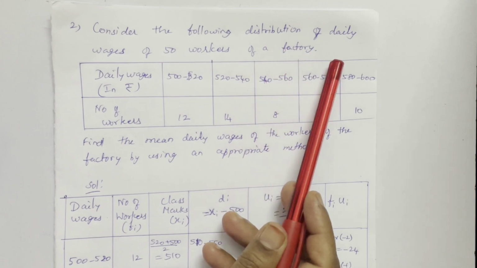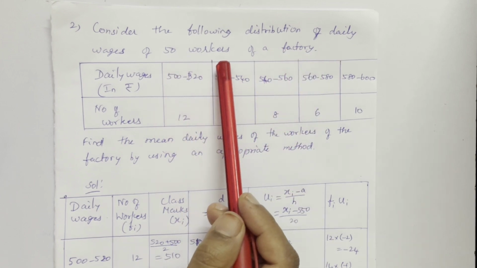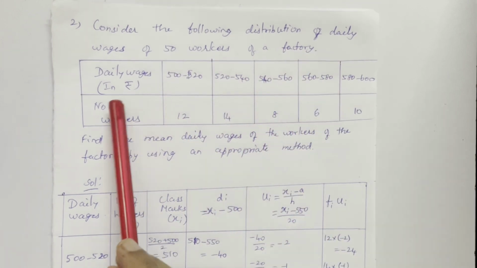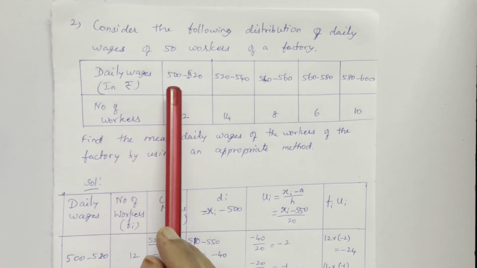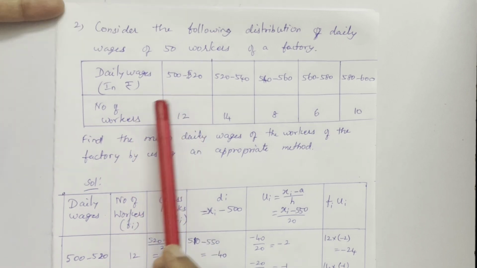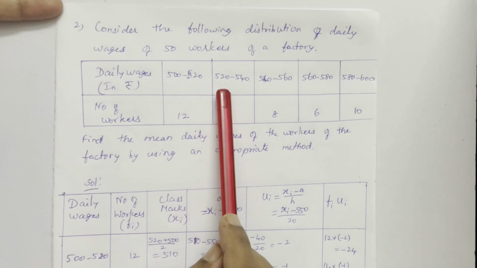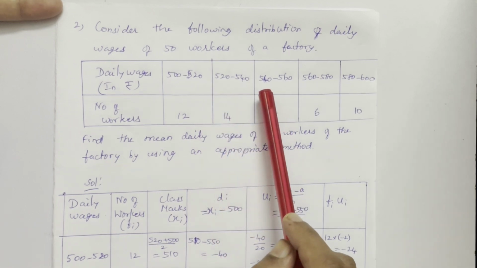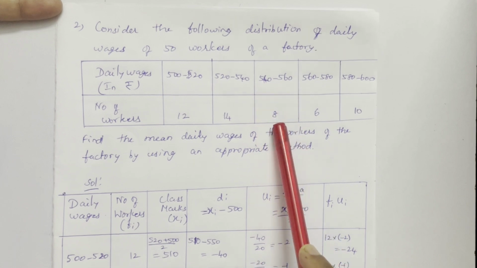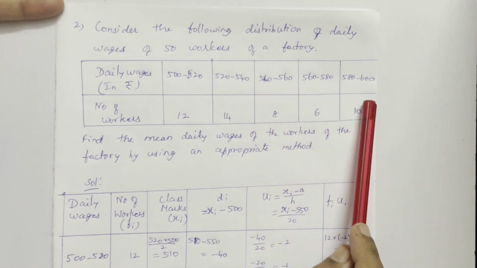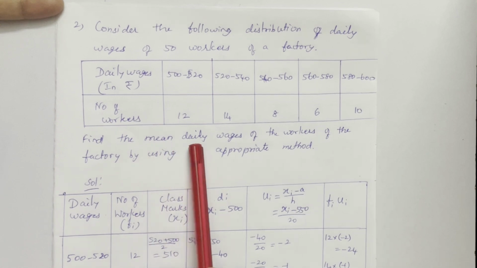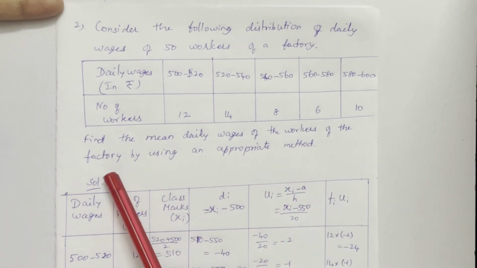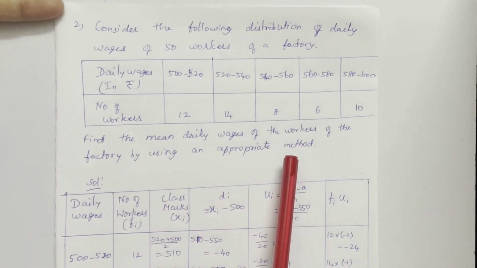Consider the following distribution of daily wages of 15 workers of a factory. Daily wages in rupees are given: 500 to 520, given to 12 workers; 520 to 540, 14 workers are receiving; 540 to 560, 8 people are receiving, and so on. Find the mean daily wages of the workers of the factory by using an appropriate method.